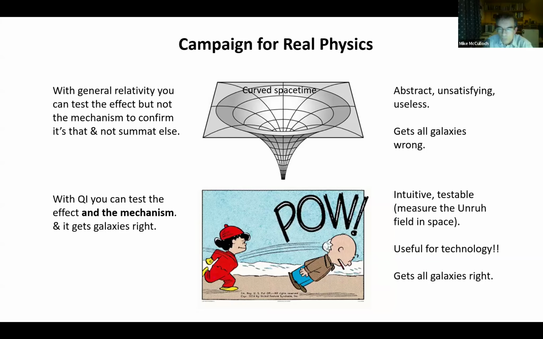With the quantized inertia explanation using the quantum background, you can test it because you can measure things as they curve, but you can also then measure the intensity of the quantum background at different points in space, and so you can see what the effect might be. And it also means it's useful for technology as well, because it's more tractable, and it predicts galaxies correctly as well.